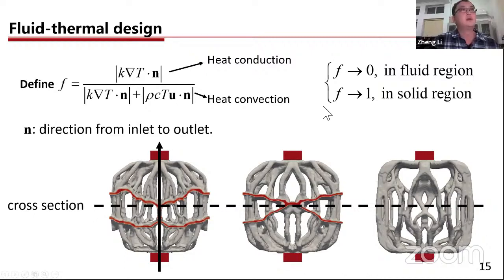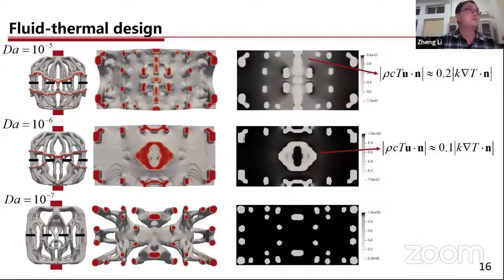On the contrary, in the solid region, the velocity should be zero, or actually very small, which means the convection should also be zero, so F should equal one. Then we checked the values of F on these cross sections, marked with the dotted lines, like we cut it apart. Here is the result. These three are the pseudo density field on the cross sections, where the red part means the fluid, and these three are the proportion of the heat conduction. Now we can see some gray area here.